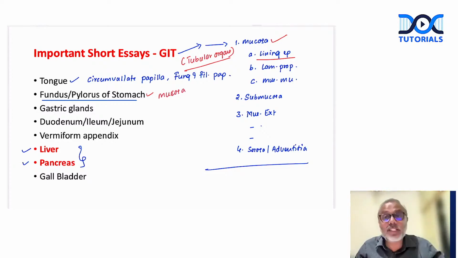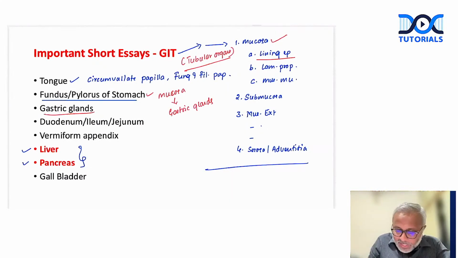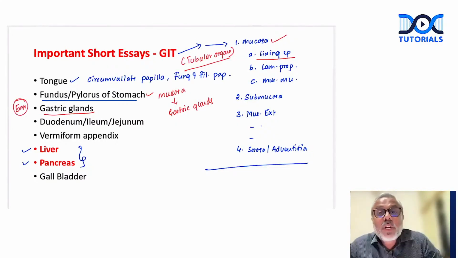Now, what to describe in mucosa? Remember, you need to talk about the gastric glands, right? So I have marked it separately. This itself is an important 5 marker. What are the different types of gastric glands? Where they are located?